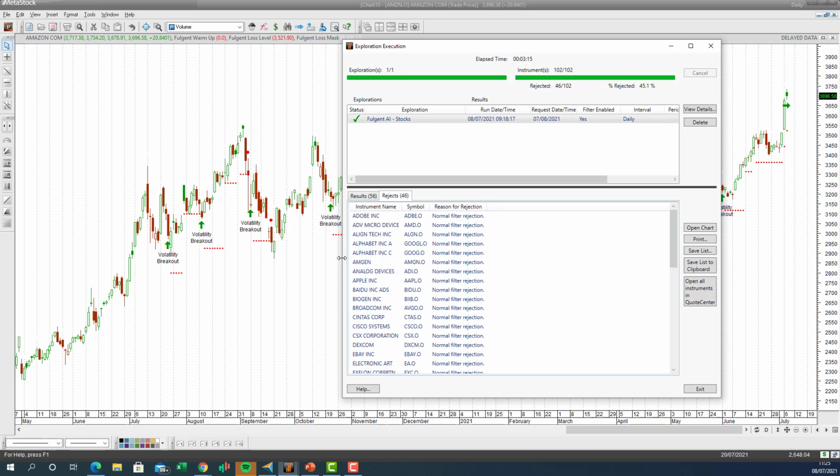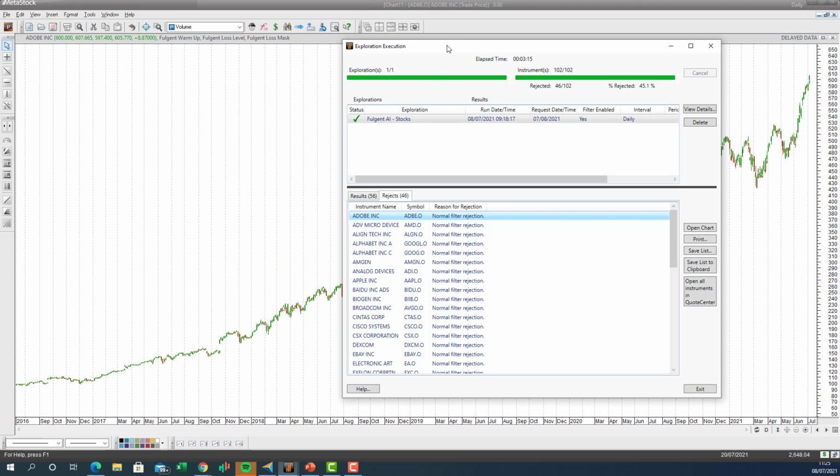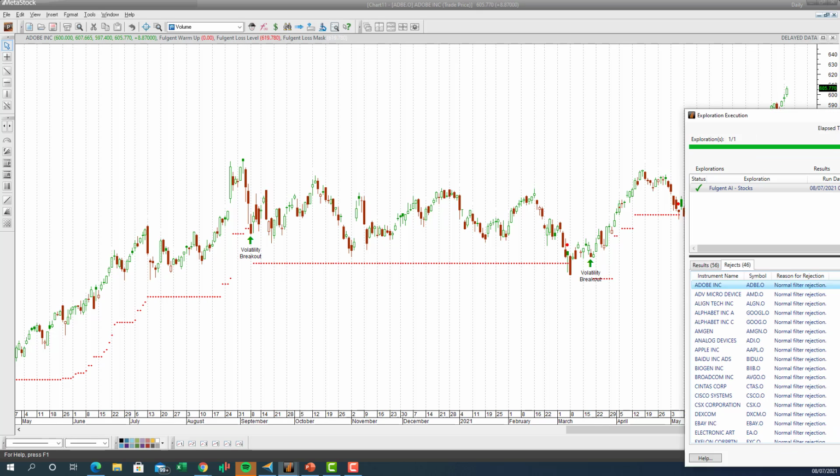Okay, so here are the trades that might have been recently closed out. So the rejects list tells you that these trades are all closed out. That one hit your trading stop there, but you Adobe would have missed that whole move there because the trading stop was hit.